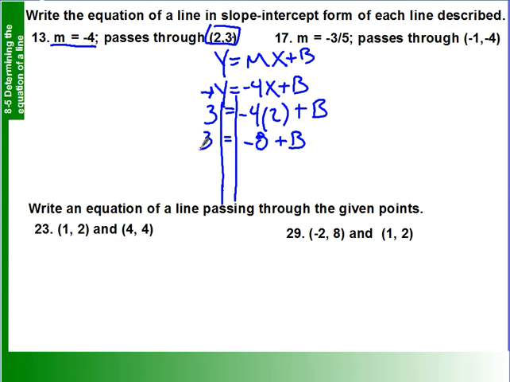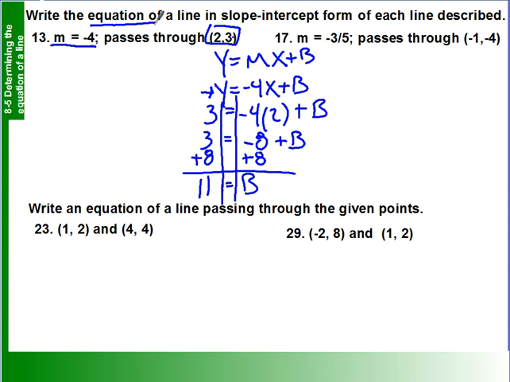What will we do to both sides to get the b all by itself? Add 8, because the opposite of -8 is +8. What I do to one side, I must do to the other. 3 plus 8 is 11. So 11 is equal to b. Are we done? No. Not yet. We have all the pieces. We need to put the pieces together, because remember, we're being asked to find the equation of a line in slope-intercept form. So, what is the equation for this line in slope-intercept form?